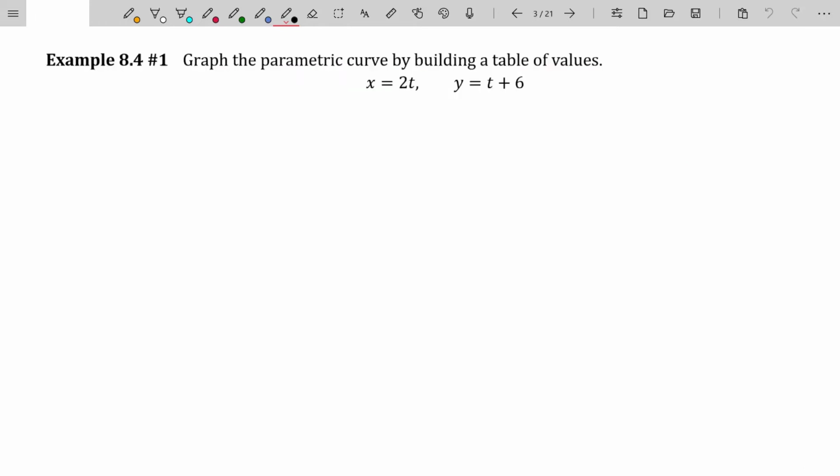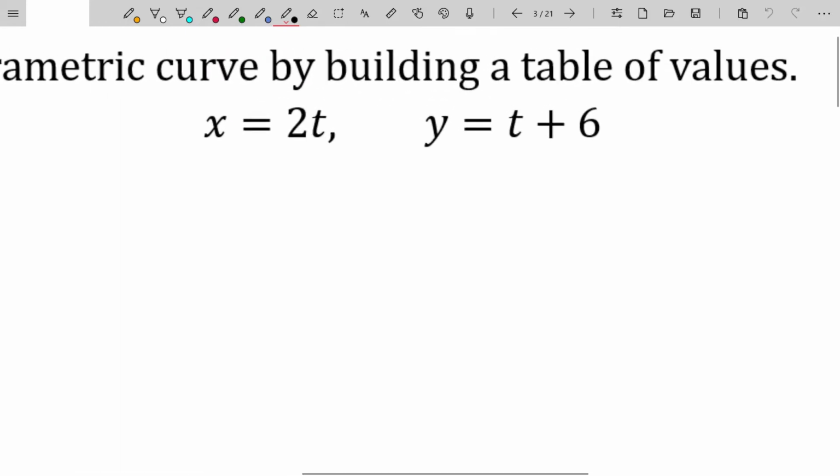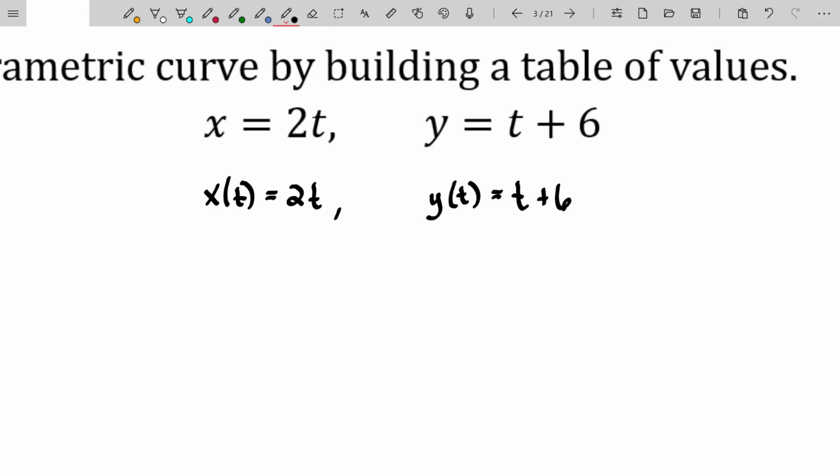So we're going to start here with a set of parametric equations, one representing the x values and one representing the y values. By the way, some people will write this instead as x(t) = 2t, because x is a function of t, and y(t) = t + 6. That's perfectly fine. There's nothing wrong with that.